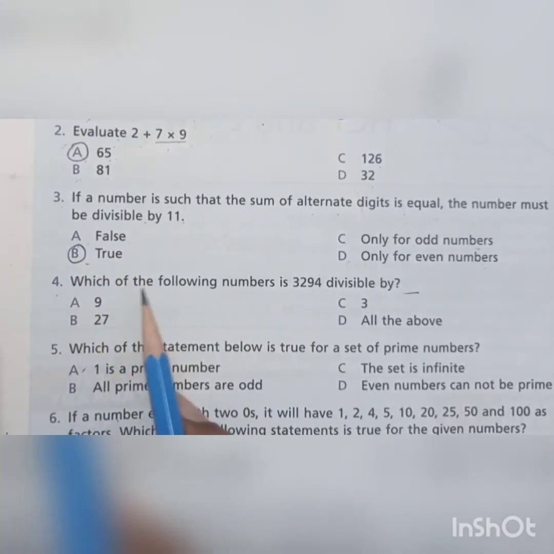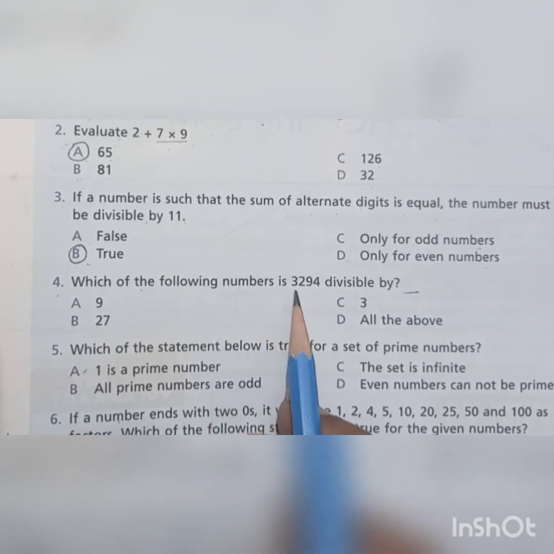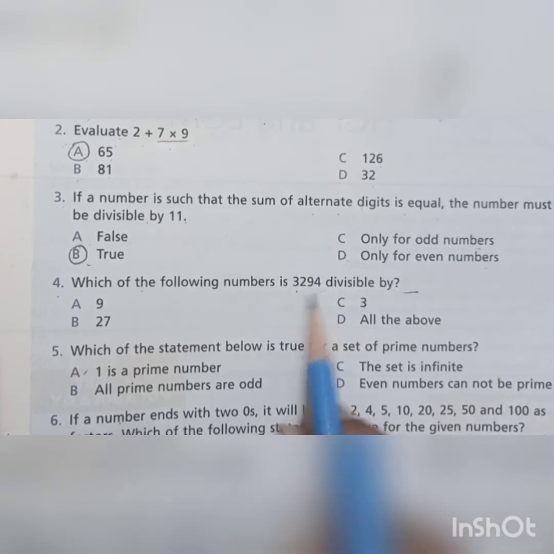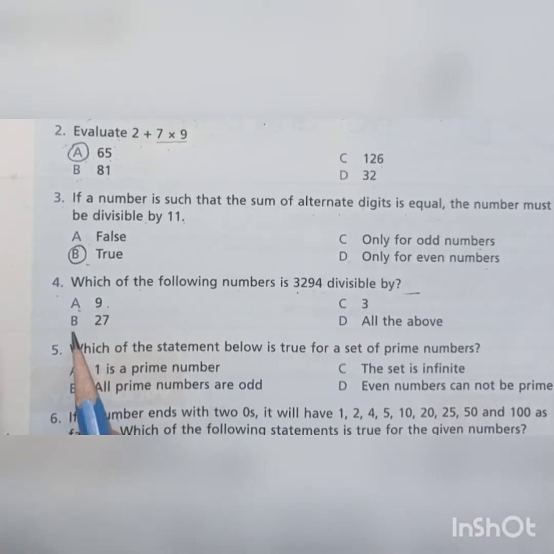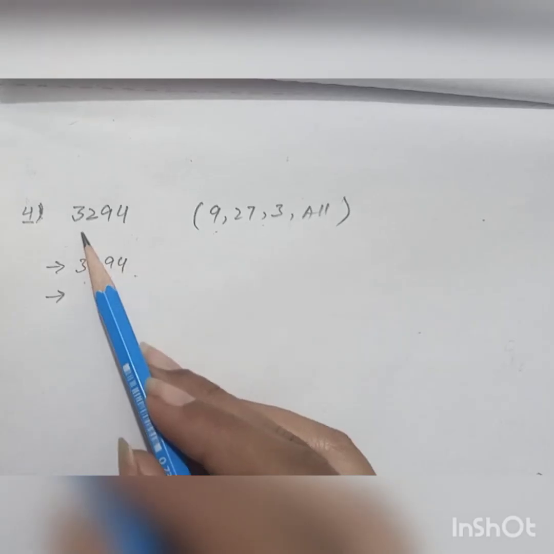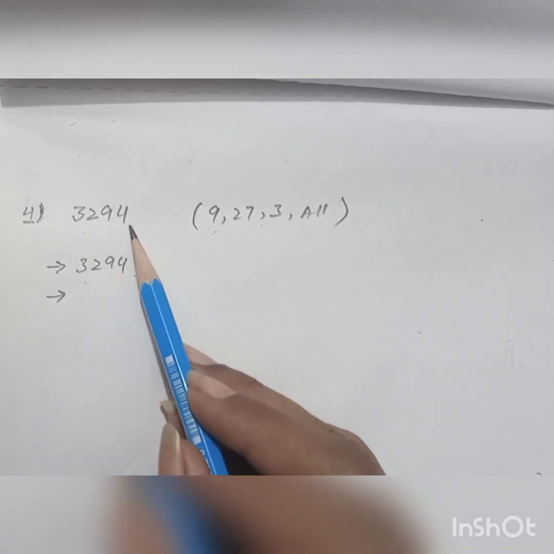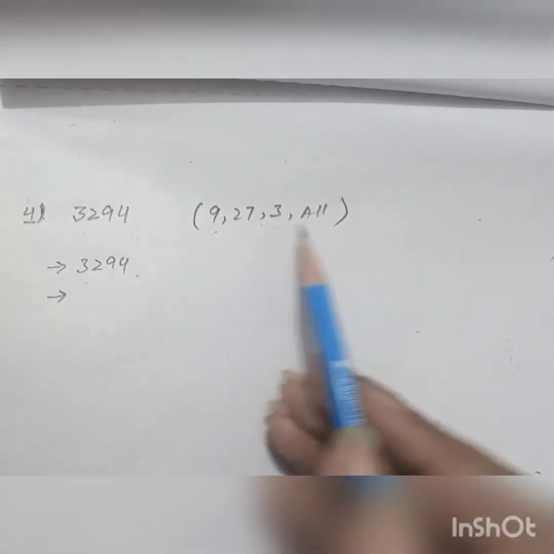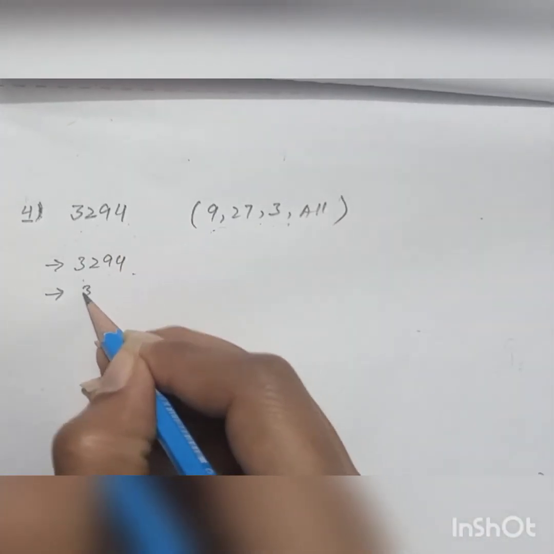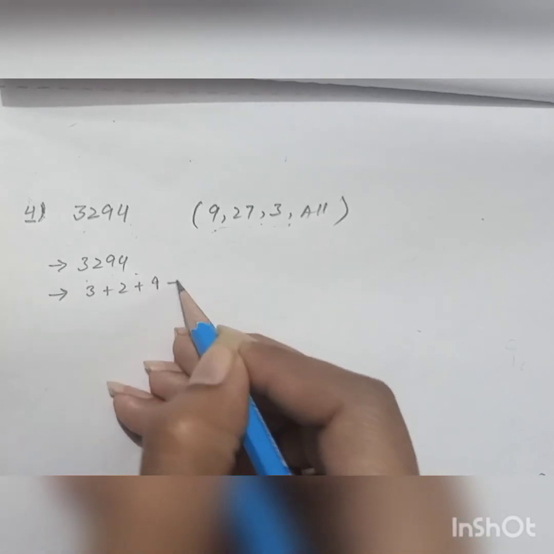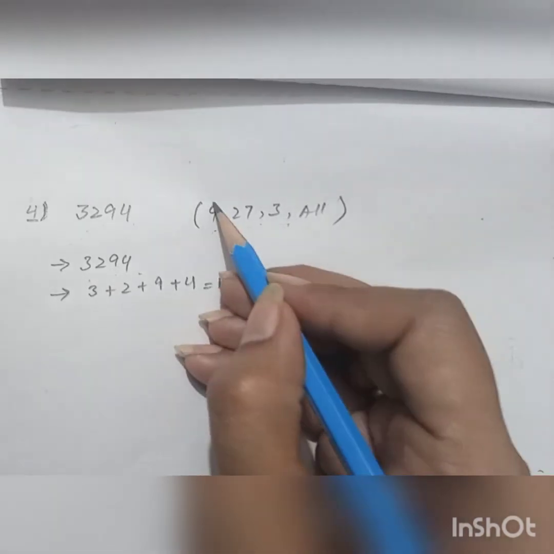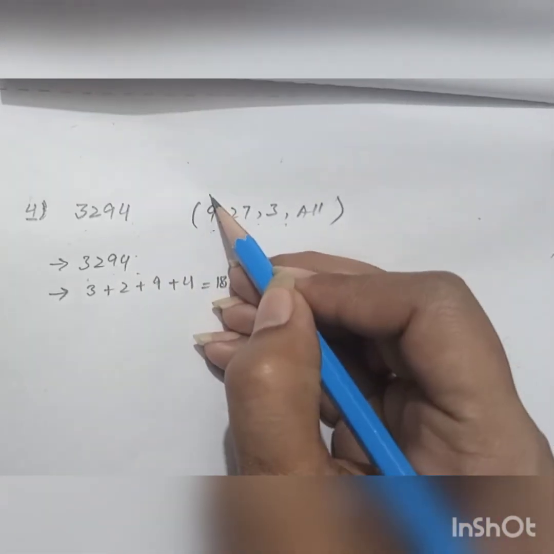Now the fourth one is: which of the following numbers is 3294 divisible by? Either this number is divisible by option A 9, option B 27, option C 3 and option D all of the above. So now let's check whether the number 3294 is divisible by 9, 27, 3 or all of these. Let's sum the digits: 3 plus 2 plus 9 plus 4 becomes 18. As we can see here, 18 is a multiple of 9. It means this number is divisible by 9.